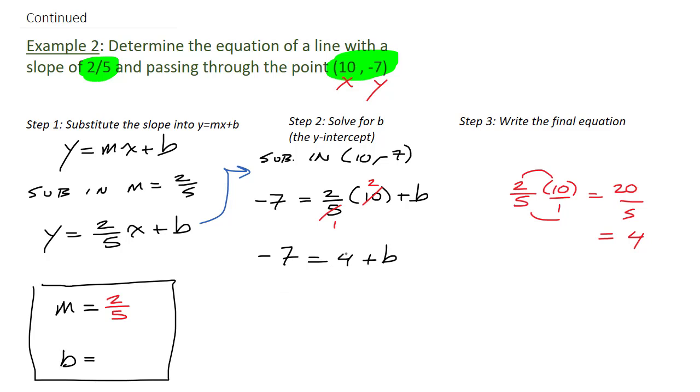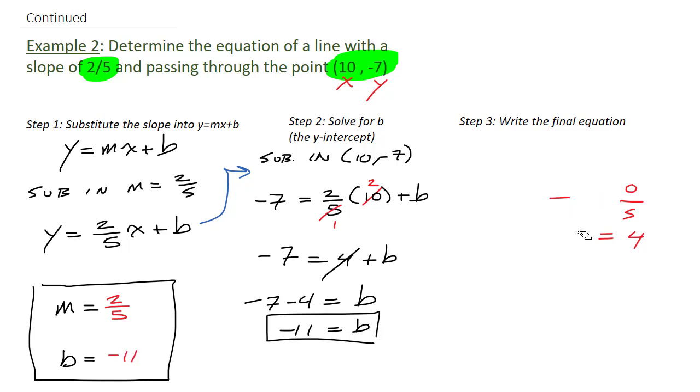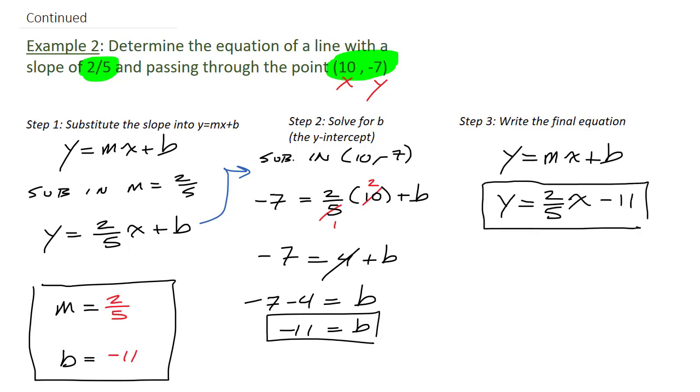All right, so now to get the 4 off of this side, we're going to have to subtract 4. But to keep it balanced, you have to subtract 4 from both sides. So there we go: -11 = b. All right, so I got my m, I got my b. I can write my equation now. We're going to replace in y = mx + b. Well, m is 2/5 and plus negative 11, so we can just write minus 11. And there you go. There's your equation.